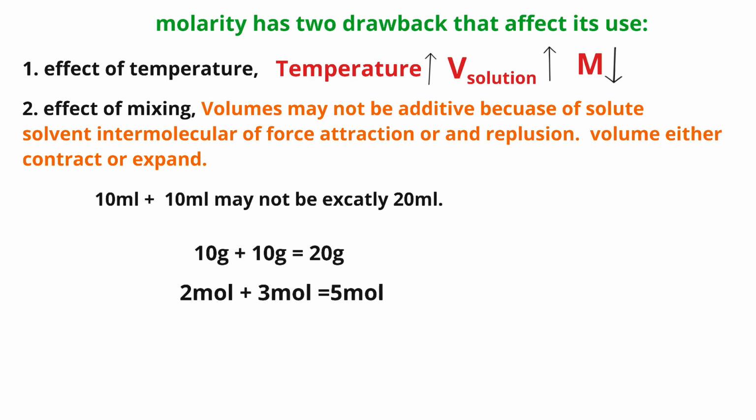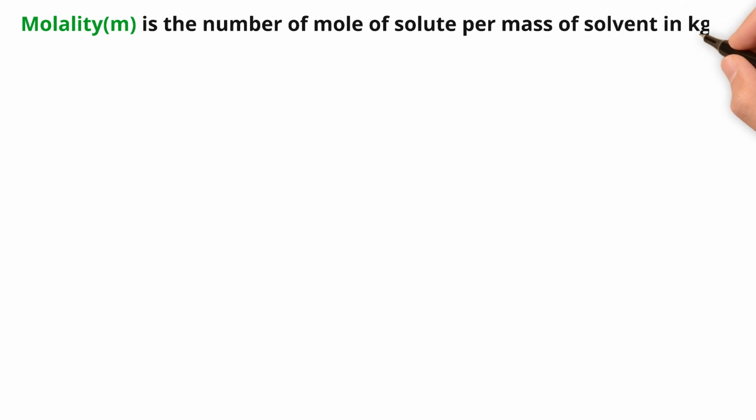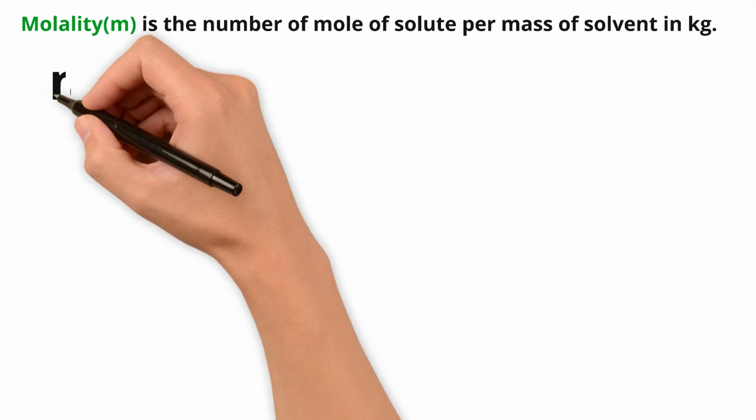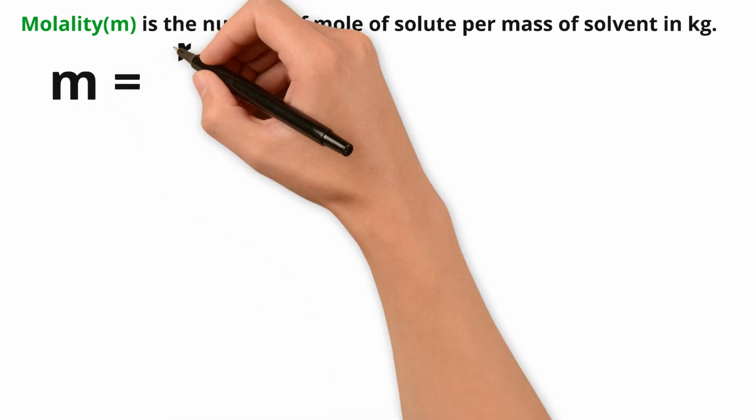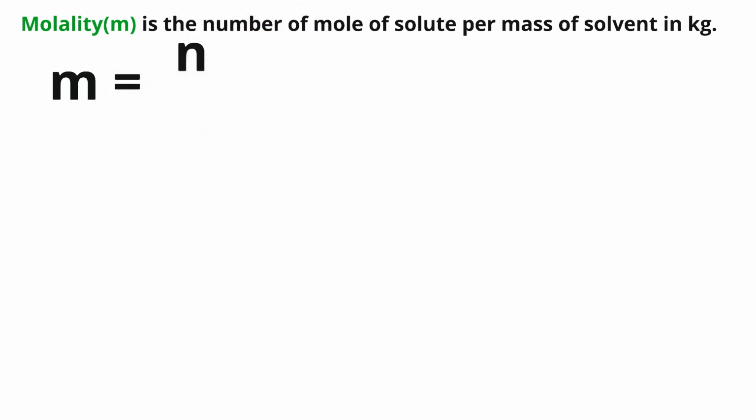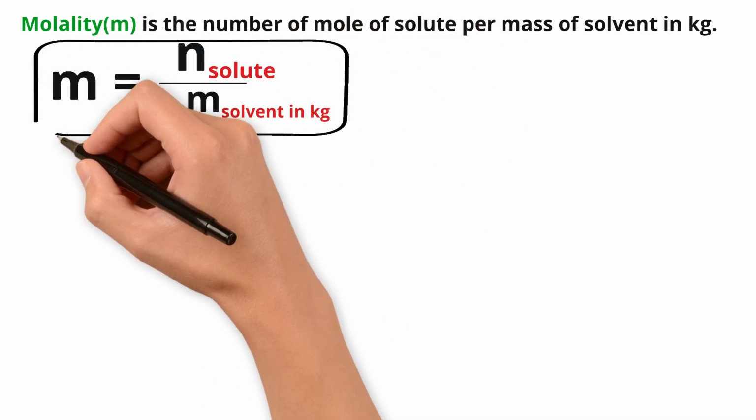Now let us consider the second one. The second one is molality. Molality is represented by small letter m, and molality is the number of moles of solute per mass of a solvent in kilogram. Therefore, molality is equal to mole of a solute over mass of solvent in kilogram. And this one is the mathematical definition of molality.